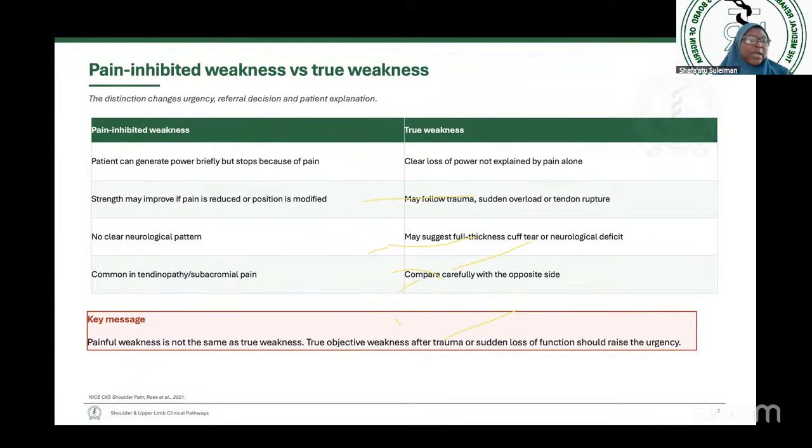There is no clear neurological pattern. You've screened for neuro and then everything seems to be okay. So yeah, definitely you will still think it's more pain inhibited than a true weakness. It's common in tendinopathy and subacromial pain. This is very common in patients that come with tendinopathy or subacromial pain.